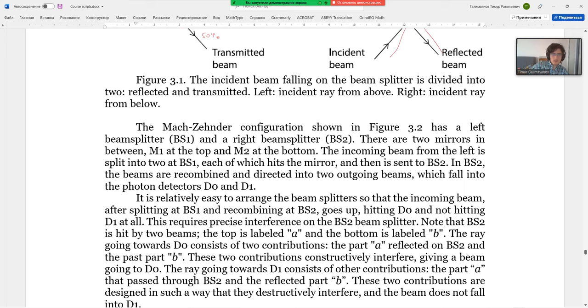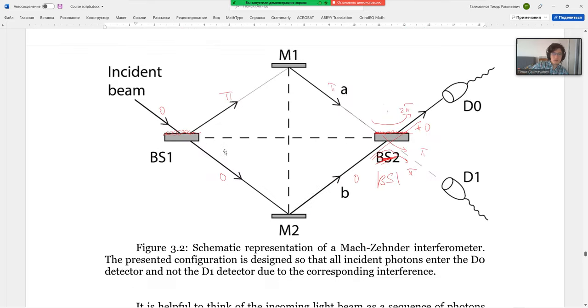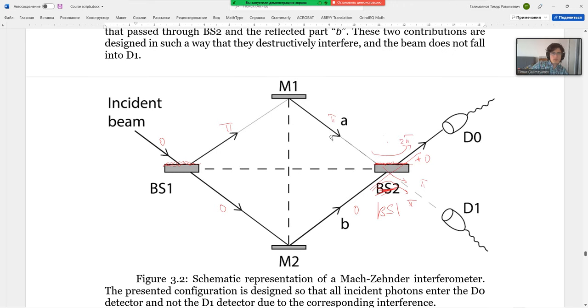So let's look. Let's construct that kind of an instrument. In this instrument, the incident light goes to the beam splitter and splits 50%, 50%.